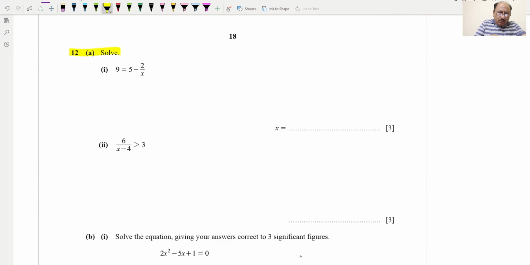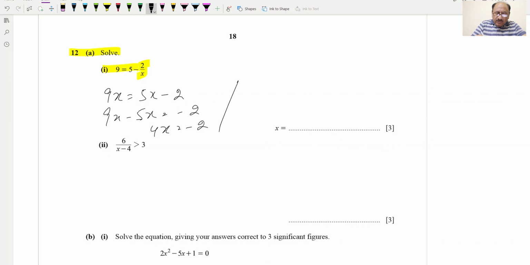Question number 12, solve this algebraic equation that is provided. What we can do is cross multiply, or multiply the whole equation by x. So this will be 9x is equal to 5x minus 2. So 9x minus 5x will be equal to minus 2. So 4x is equal to minus 2. This implies x is equal to minus 2 by 4, which will be equal to minus 1 by 2, or we can write minus 0.5. This is a 3-mark question which we are done.